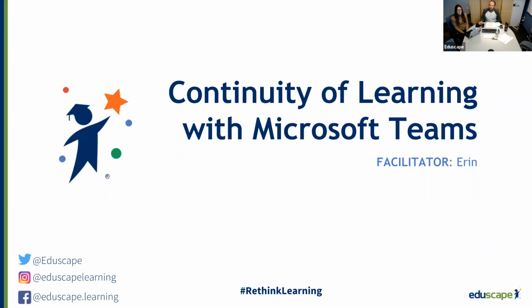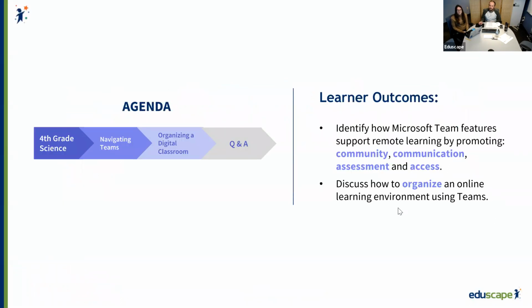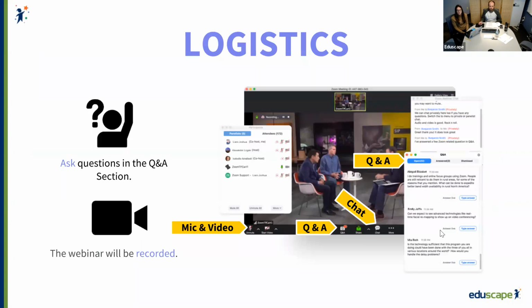So we are going to go over the agenda for today. For the first about 45 minutes we are going to explore a teacher's scenario and an exemplar team, and see how she has organized her teams using different features to build a fourth grade classroom. This will be a fourth grade example, but the features can be applied to any age or subject. After we go through the features, we are going to explore some Q&A.